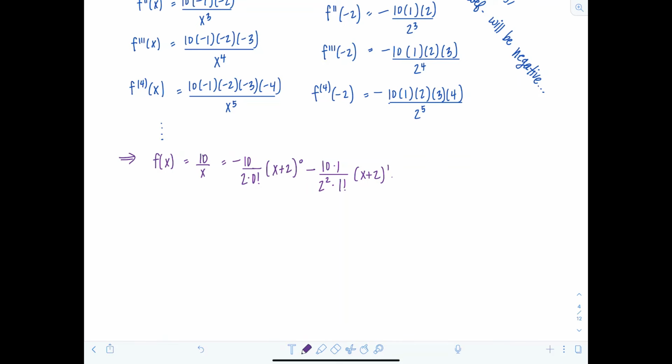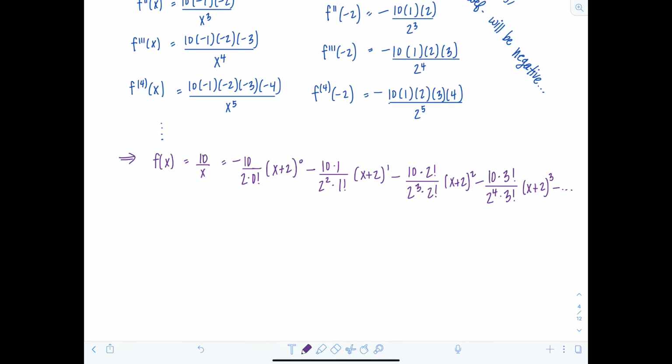Next term, minus, this is 10 times 1 times 2, that's 2 factorial, right? Over 2 cubed, and then I have 2 factorial times x plus 2 squared, minus 10 times 1 times 2 times 3, that's 3 factorial, over 2 to the 4th times 3 factorial times x plus 2 cubed, etc.